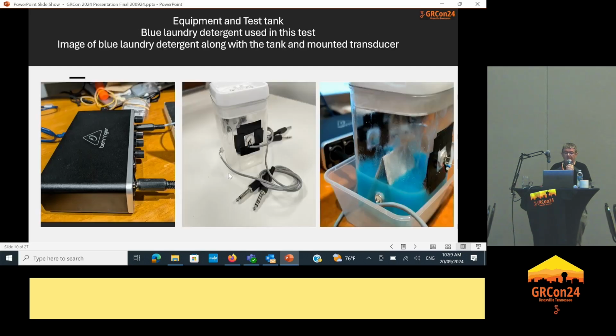So this is the setup that I was using. I've got a sound card, and I've got an actual tank. I've basically put every substance I could think of into that tank. In the image on the right-hand side, we have blue laundry detergent, which I thought I'd try to see how I'd go transmitting through. I also put a corrosive substance, gas, in the tank, and it did destroy the tank, which was unusual. But anyway, I got through that one.